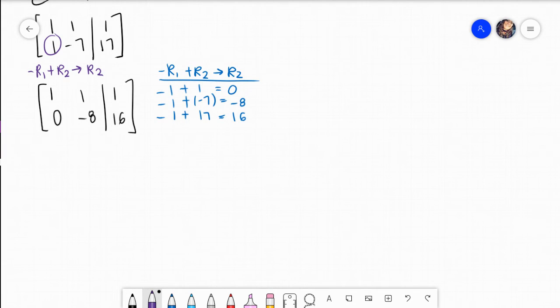Okay, so let's look now. I had a pivot point and I turned the rest of the column into zeros, which is great. Now we're going to go to our next pivot point. I need to turn that into a 1. The way you turn a -8 into a 1 mathematically is to divide it by -8.